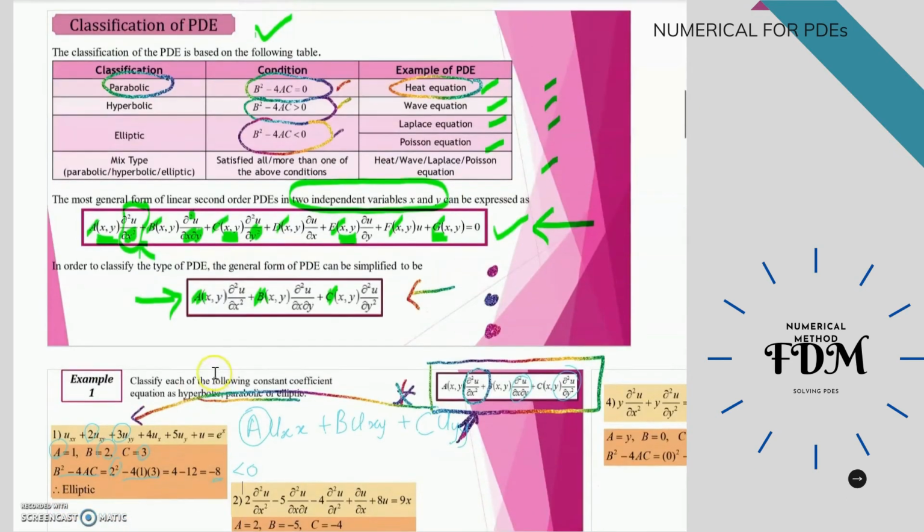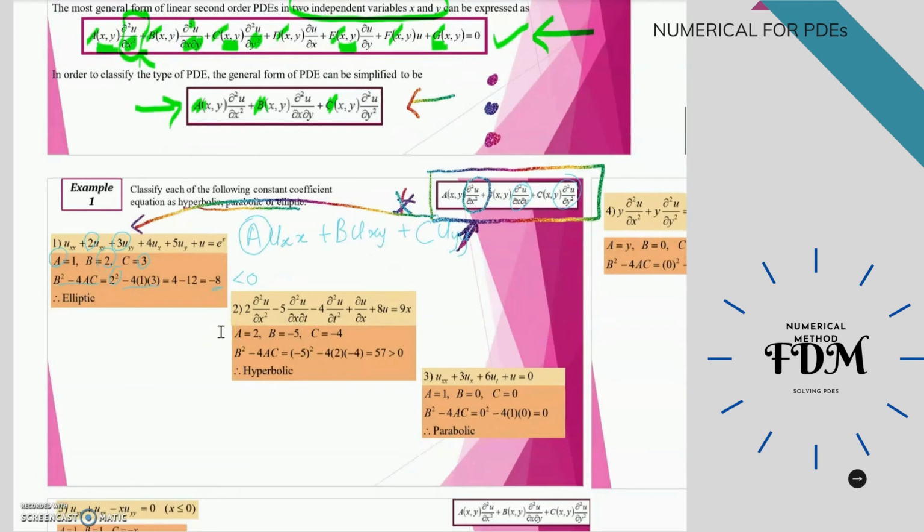Then go back to our definition and classification here. When b square minus 4ac is less than 0, we have the elliptic equation. So elliptic classification, where elliptic is a type of PDE. It can be the Laplace or Poisson equation. Right, so that we have elliptic.